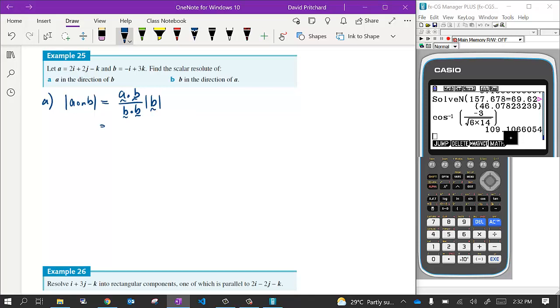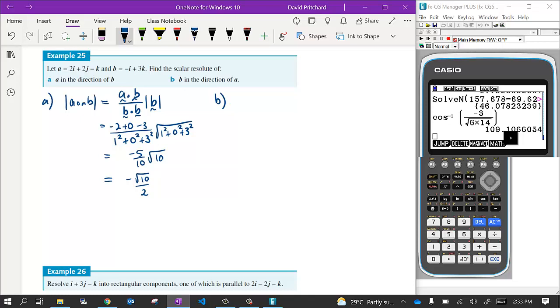So we have 2 times -1 is -2, 2 times 0 is 0, and -1 times 3 is -3 over B dot B, which will be 1 squared plus 0 squared plus 3 squared, and our magnitude will be square root of 1 squared plus 0 squared plus 3 squared. So we end up here with -5 on 10 square root of 10, and that simplifies down to negative square root of 10 on 2.